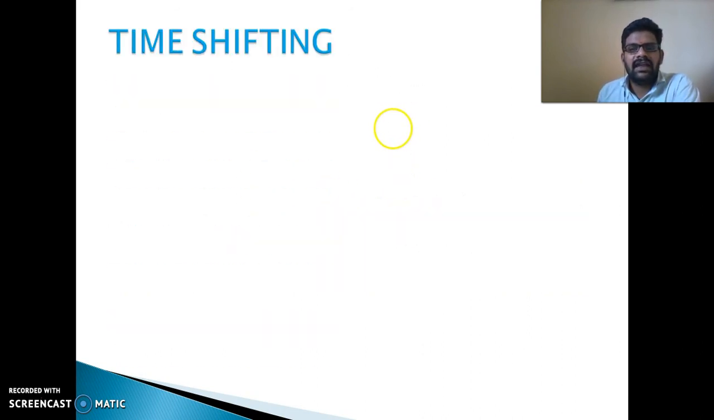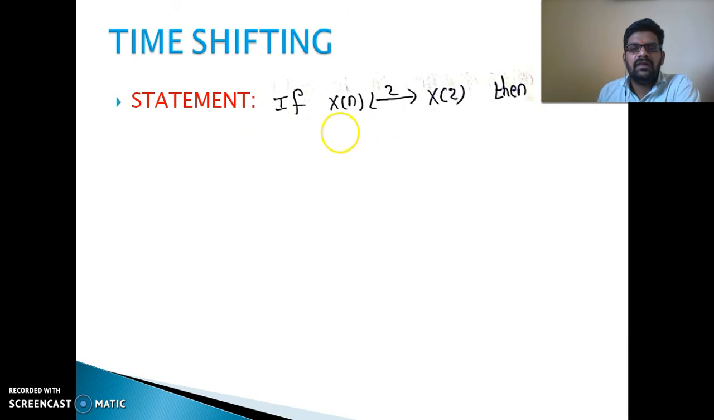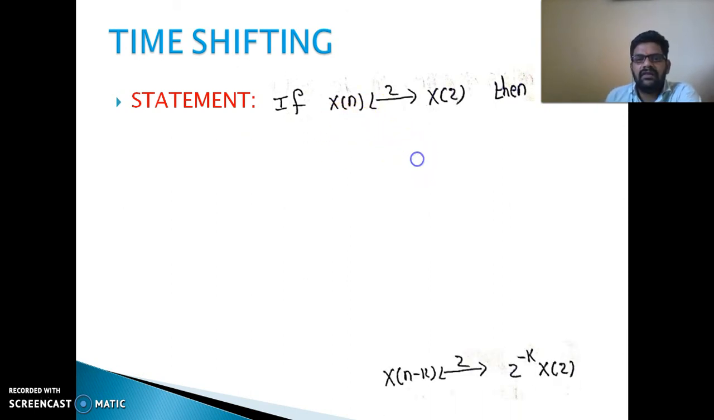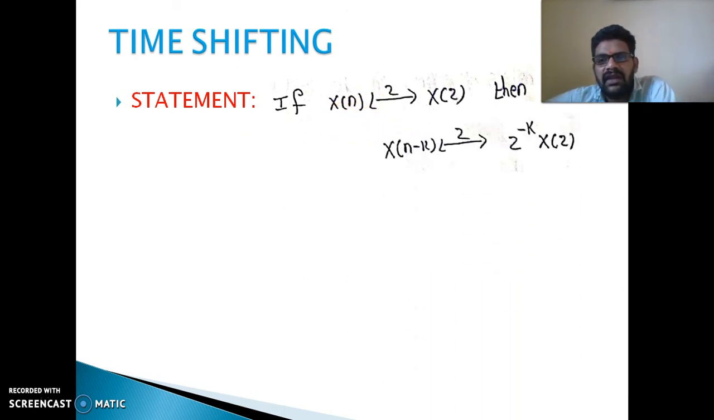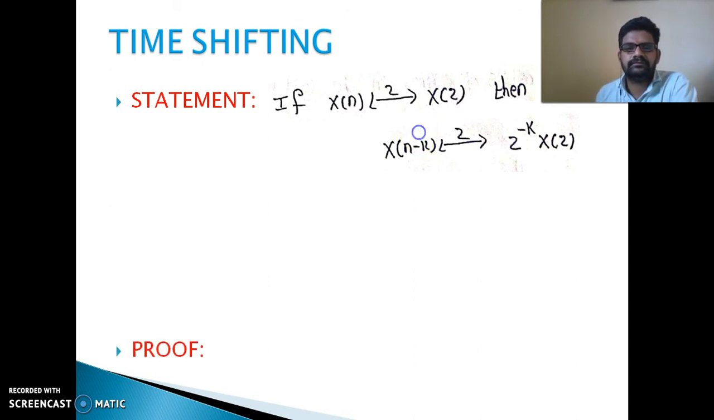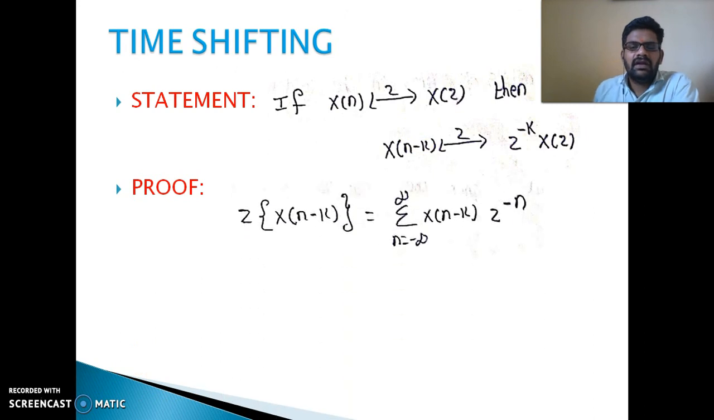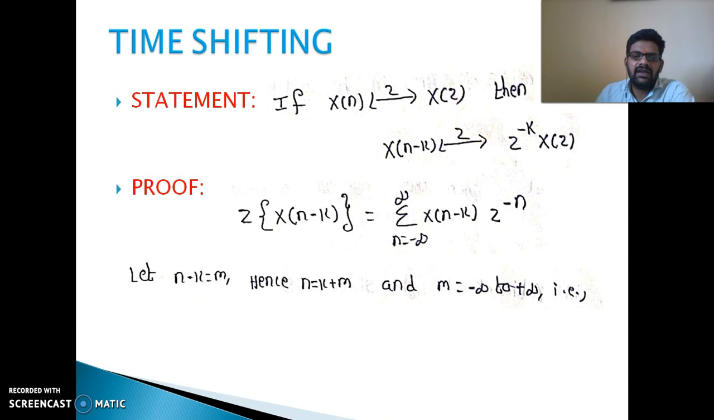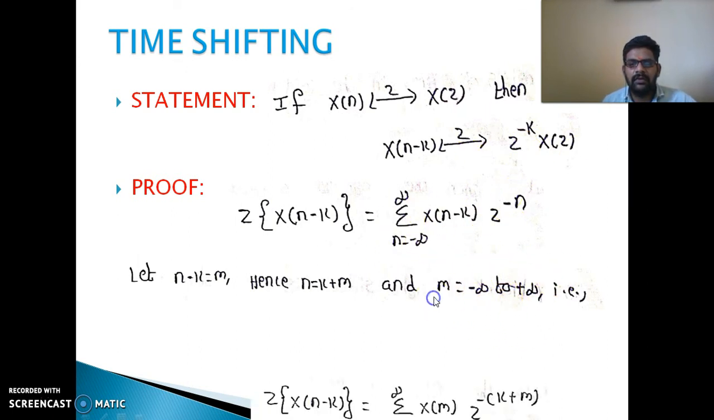Next one is the time shifting property. If x(n) is a Z transform pair with X(z), then x(n minus k) is a Z transform pair with z power minus k X(z). Z of x(n minus k) is equal to the sum from n equal to minus infinity to plus infinity of x(n minus k) z power minus n. Let n minus k equal to m, hence n equal to m plus k, and m also takes the same values, minus infinity to plus infinity.